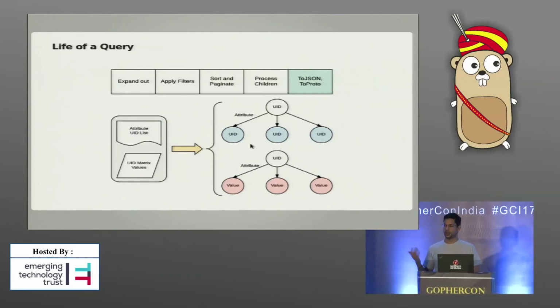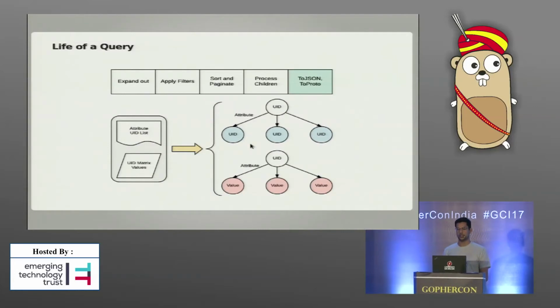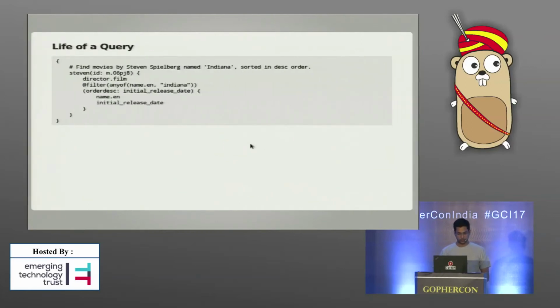So why do we even do this? Why do we do this predicate-based thing before? Because in a distributed system, the best thing you can do is to decrease the number of network calls that you need to make. So that's what we do over here. I'm quickly going to show you the life of a query with an example.